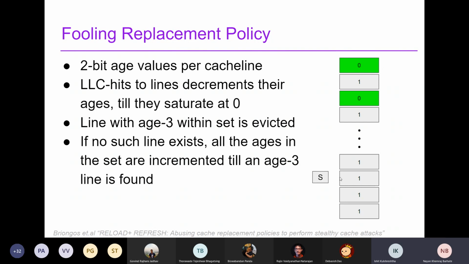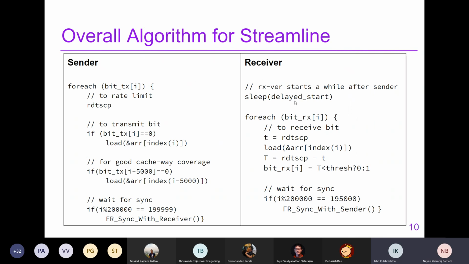Moving on, if I'm sending this bit, I'll check if that bit is 0. It's not 0, so I won't load it. Next bit, I'm sending this bit, 5000 bits back, it's a 0, so I load it again. Similarly, here I won't load it. So this is the overall algorithm for Streamline. Here, the sender adds an RDTSC instruction.